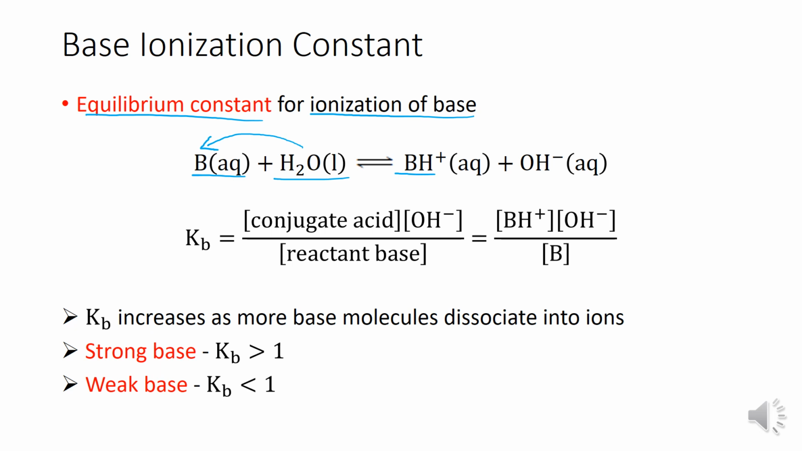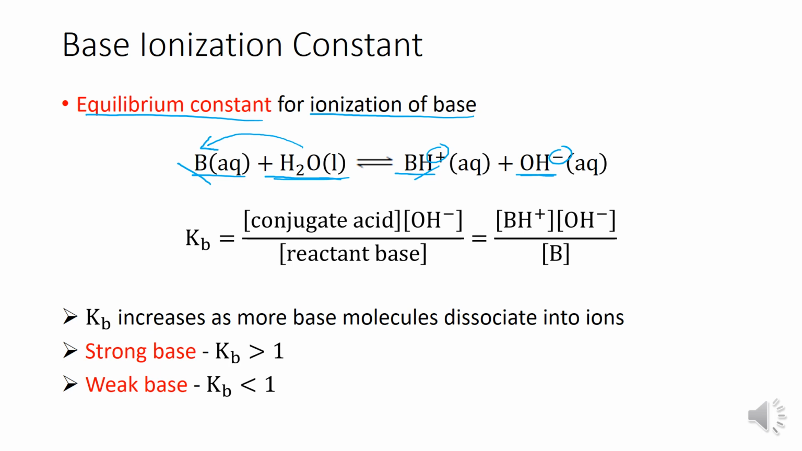Since the base in this case is neutral and it accepted a hydrogen ion, the charge of the conjugate acid is 0 plus positive 1, so that is positive 1. Now water lost a hydrogen ion or atom. Therefore, it becomes hydroxide. And since water is neutral and it lost a hydrogen ion, the charge of the hydroxide ion is 0 minus positive 1, so that is negative 1.